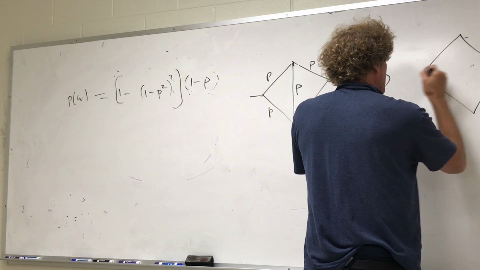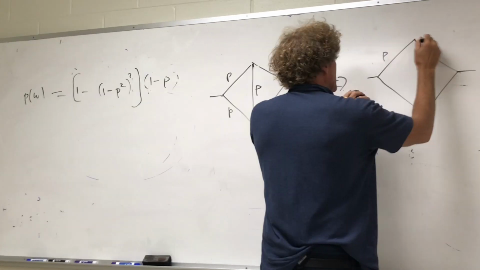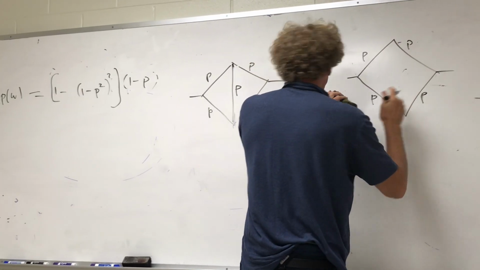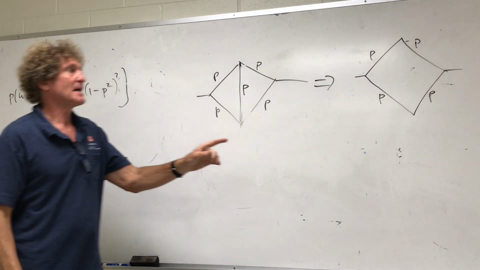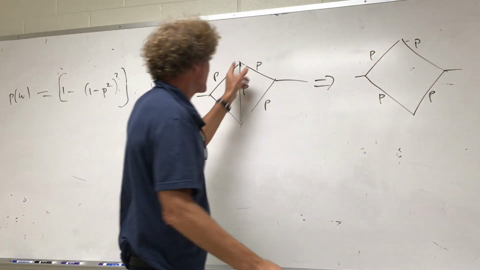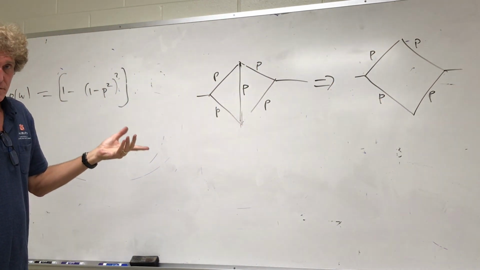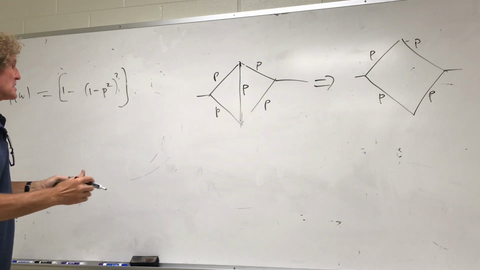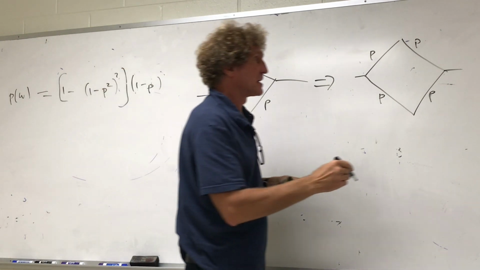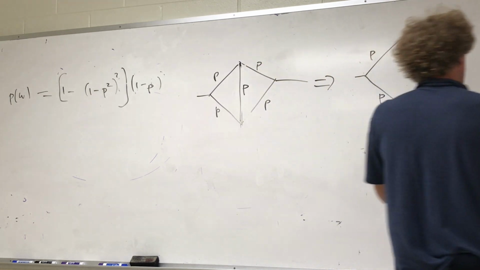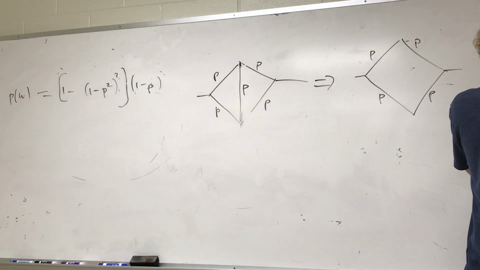I'm just doing a diamond, right? P, P, P, P. That's this right here, right? But it's also times the probability that this middle leg right here isn't working. You all follow me on this? So this is going to be times 1 minus p. So it's that plus, and then when it's working, it looks like this.